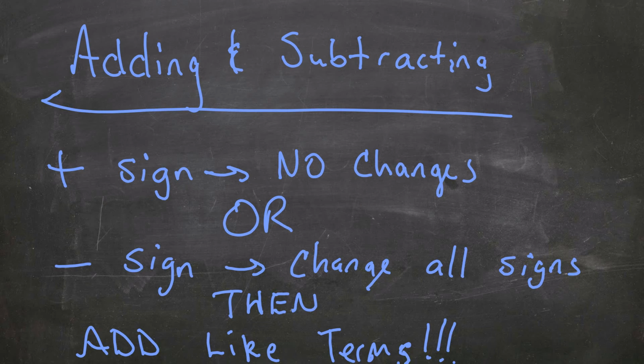Now, the first part of this worksheet is you have to remember that you're adding and subtracting polynomials. And whenever you add and subtract polynomials, you're definitely going to be looking at the sign before the parentheses. So I'm going to look for a plus sign or a minus sign. And whenever I see the parentheses that directly follow those, that tells me to do something. So if I see a plus sign, I don't change anything. If I see a minus sign, I change all the signs. And then after I do all that, I add up my like terms.